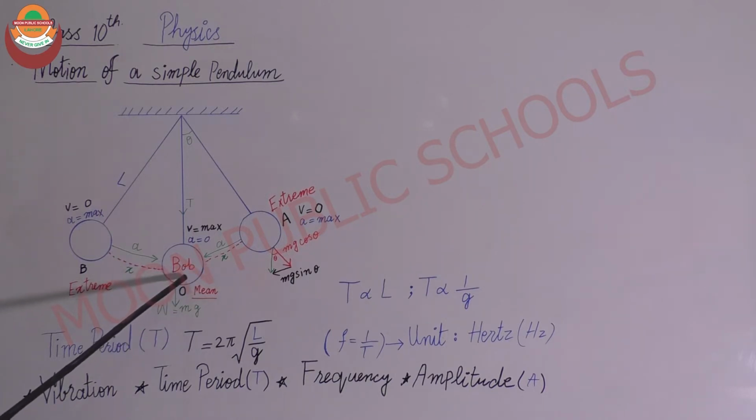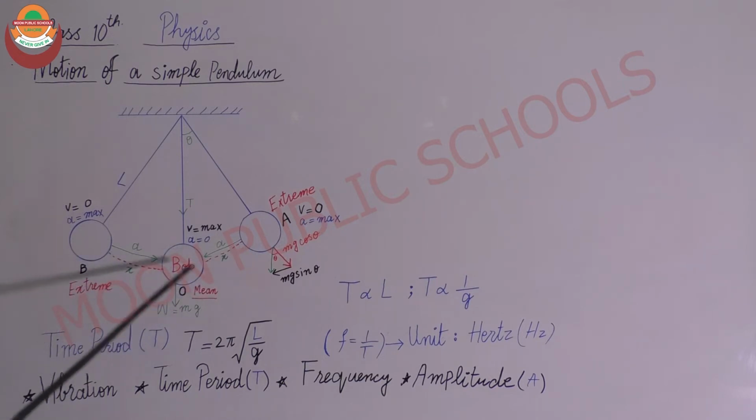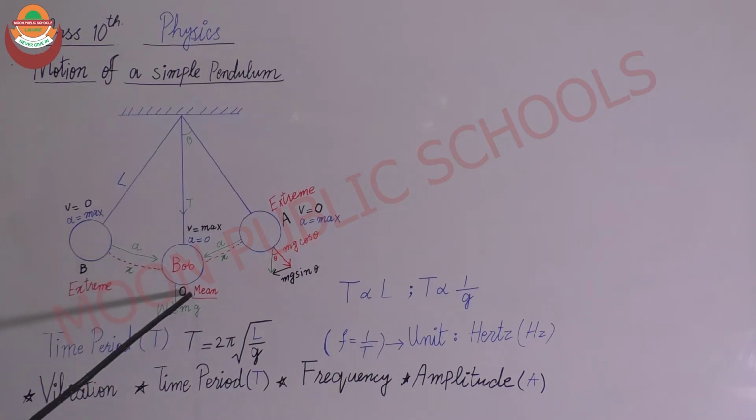Now due to inertia, the bob does not stop at point O, it continues its motion to point B. Now velocity is 0 and acceleration is maximum. So the bob continues its motion in a to and fro direction. The direction of the acceleration is always toward the mean position.